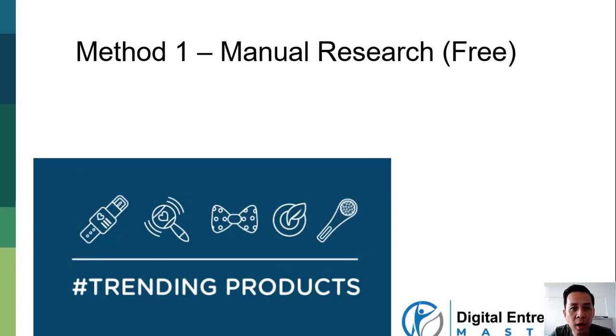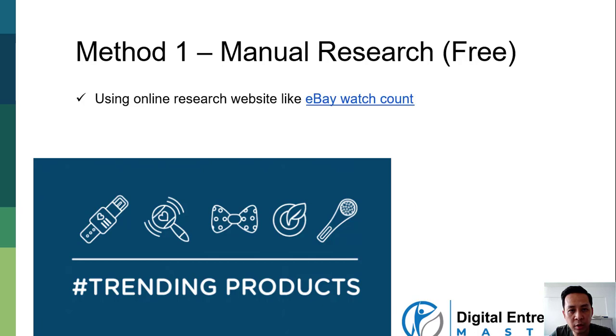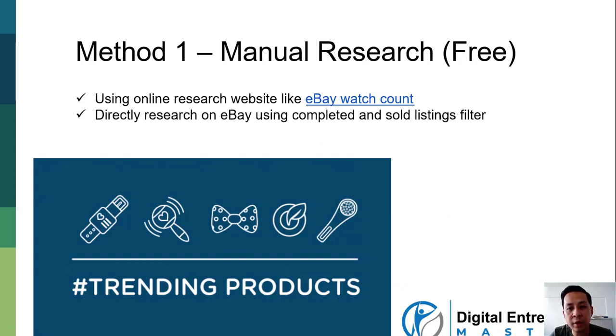So method number one is a manual research method, which is free. We use a website like eBay Watch Count to research what is trending, what's being watched by a lot of people. Or you can directly research using the eBay completed listings, which I'll show you in a while. You can also couple this with Google Trends to search for a particular keyword to know whether this product is trending right now or not.